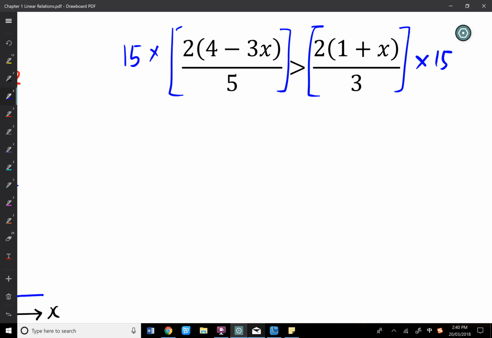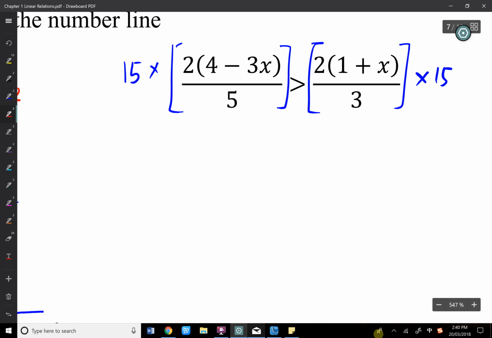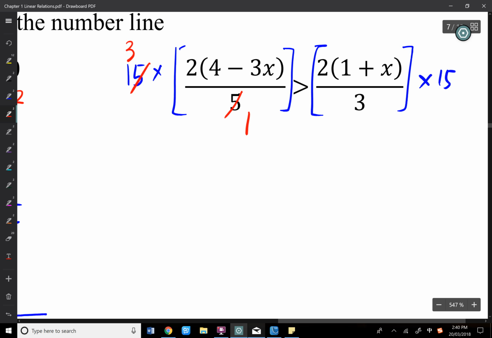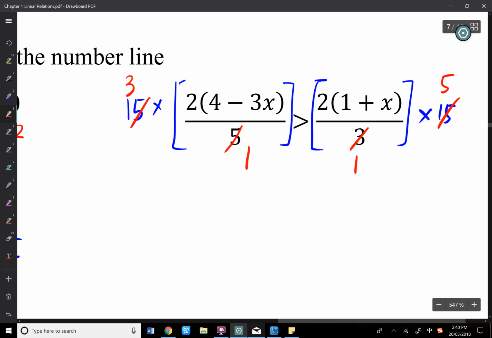So this 5 will become a 1. The 15 becomes a 3. This 3 becomes a 1. This 15 becomes a 5. So what we have here is 3 times 2, that's a 6. So 6 times (4 minus 3x) is larger than 10 times (1 plus x).